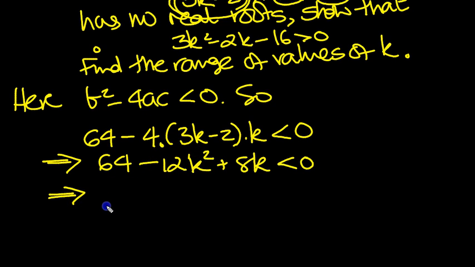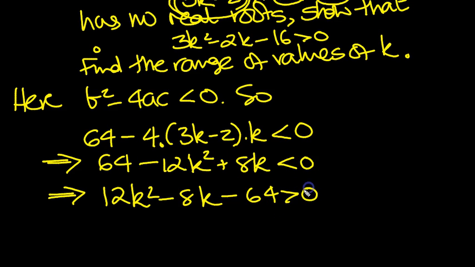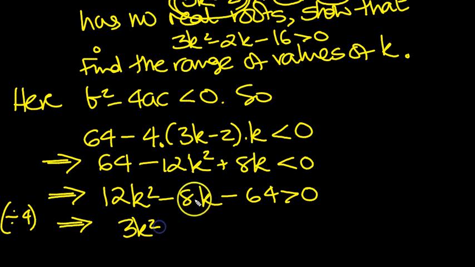So that becomes plus 12k squared. This one becomes minus 8k. This flips to minus 64, and we flip this around as greater than 0. So that's what we wanted to show, hopefully. Yep, I think we're okay there, but we're nearly there because there's a common factor. There's a 4 common all the way through, so divide by 4 all the way through, and that will give us the answer. 3k squared, divide by 4 here, minus 2k. Divide by 4, minus 16 is greater than 0.